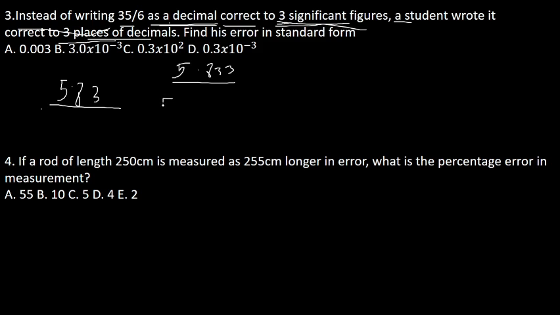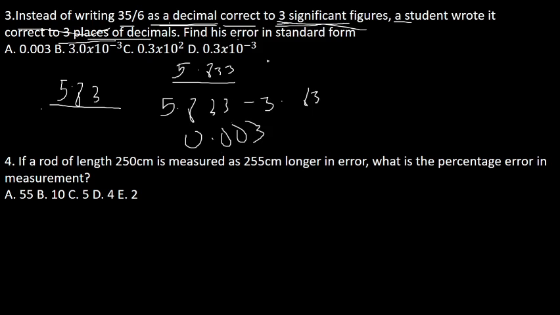This is equal to what? 5.833 minus 5.83. What is your answer? Your answer is equal to 0.003. But you are to find the error.